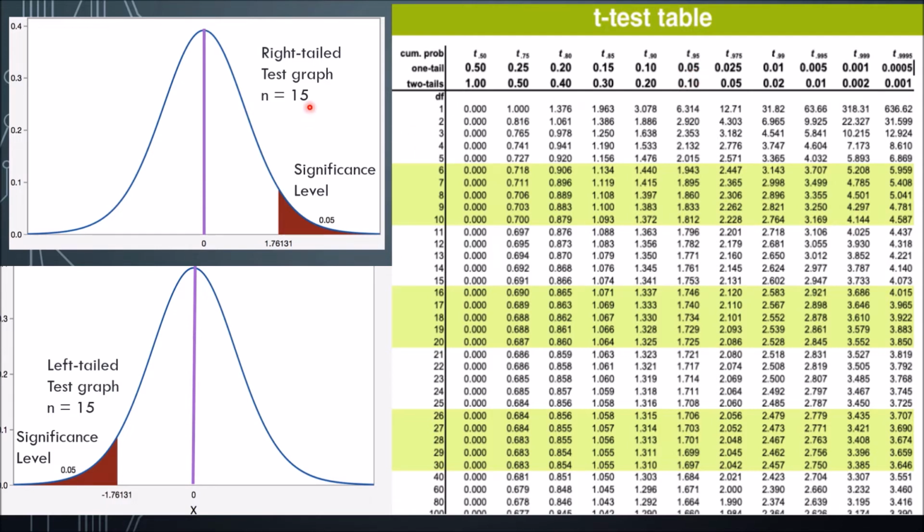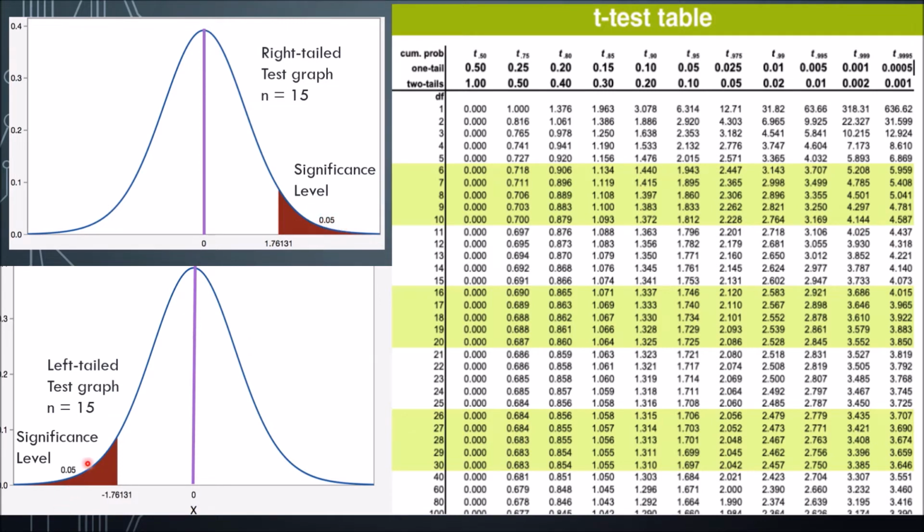Our n is 15, meaning the degrees of freedom is n minus 1, which is 14. So we need to find 14 and then 0.05, and the intersection is 1.761. Because it is right-tailed, the graph is this one, the shaded part is this, and the area of that shaded part is 0.05.